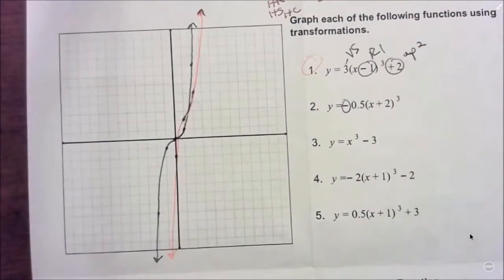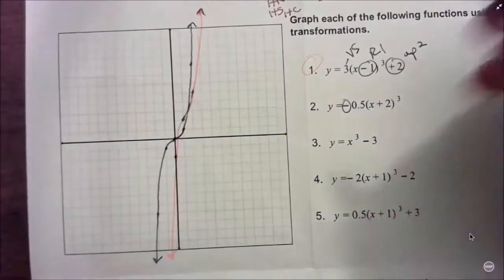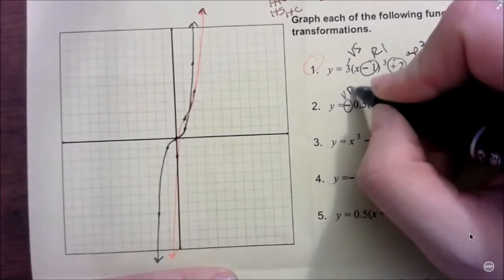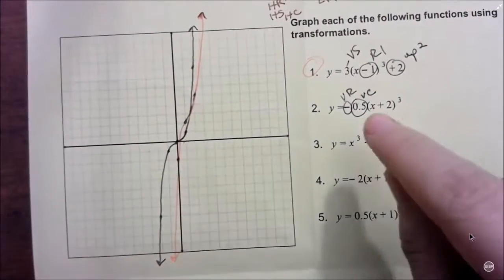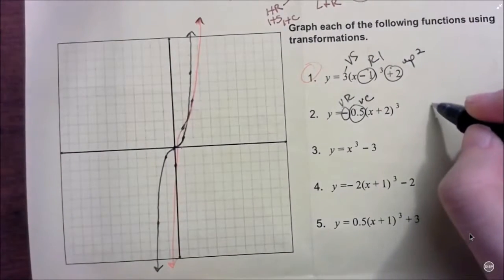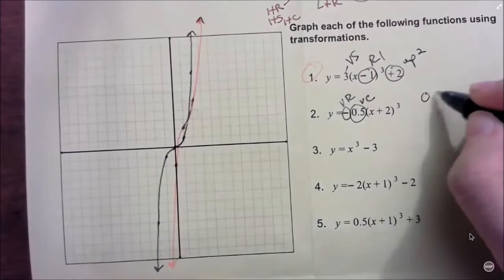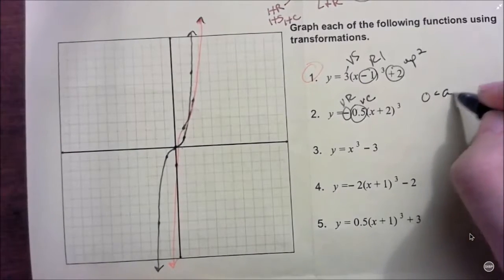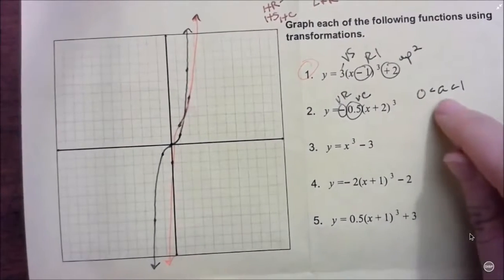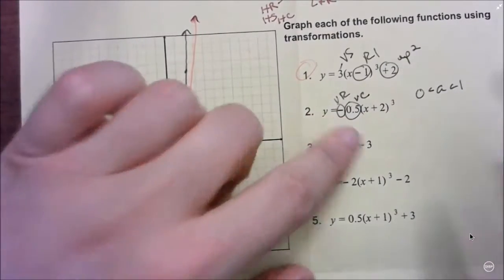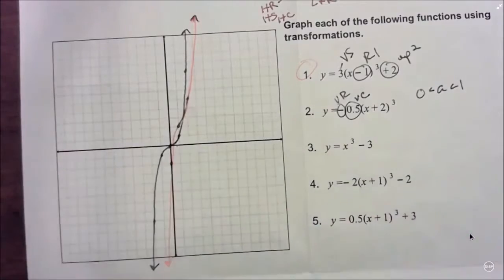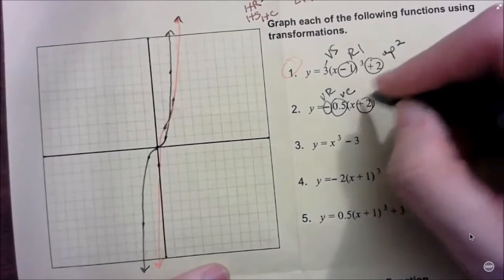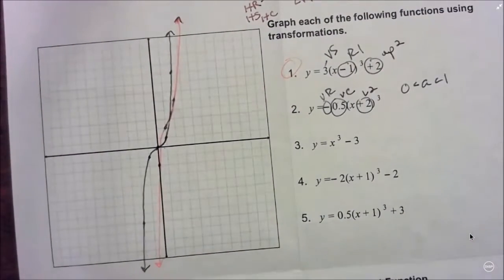So I've got a negative sign. Remember that flips it upside down, so that's a vertical reflection. I've got a vertical compression. So it's compression because if it's between 0 and 1, think about this is going to be half as tall, so that's a compression. It's getting shorter. And I'll draw it in just a second. And this is left 2.